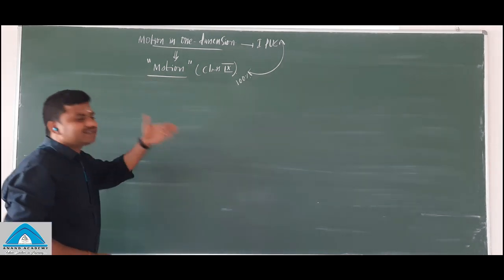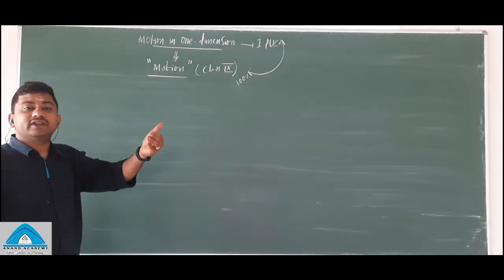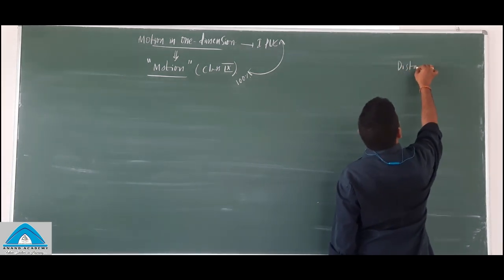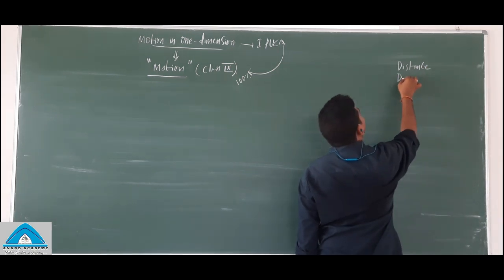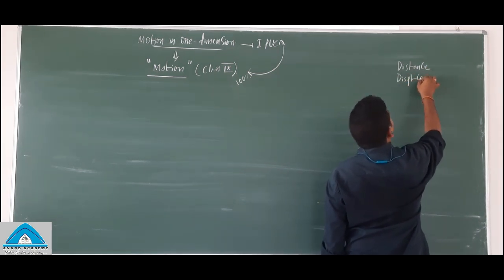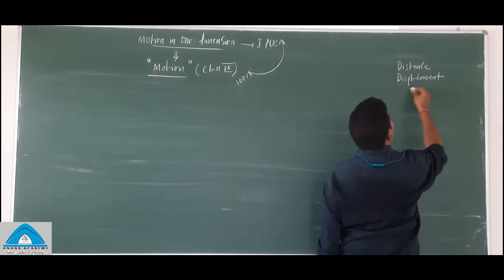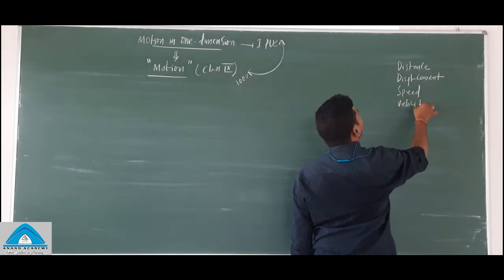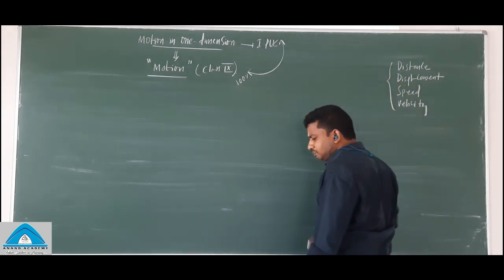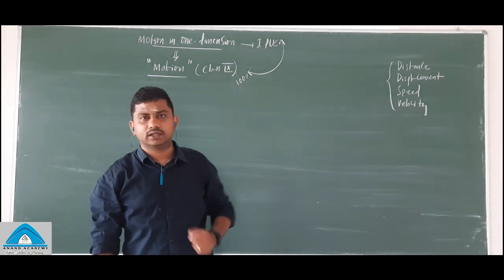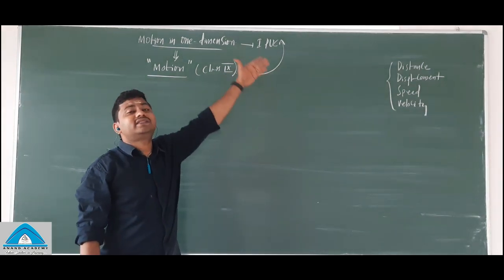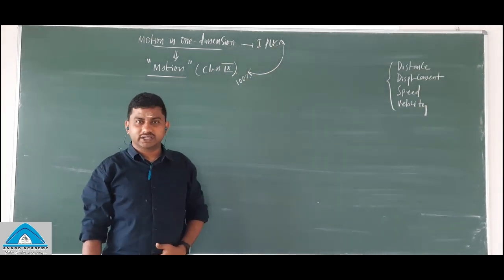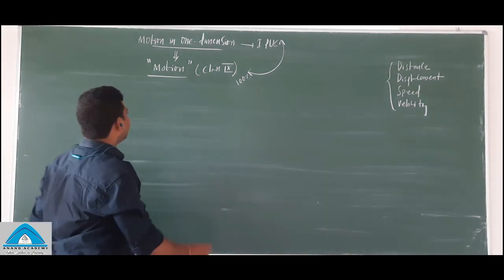Now, in today's class, the concepts we will be covering are distance, displacement, speed, velocity. These are the 4 important physical quantities. They may look simple, but there are many things to understand behind these 4 important physical quantities, right? And let us start with the concept called distance.